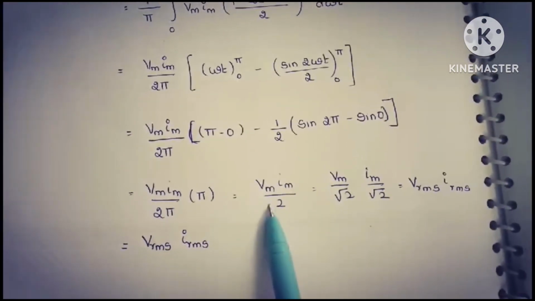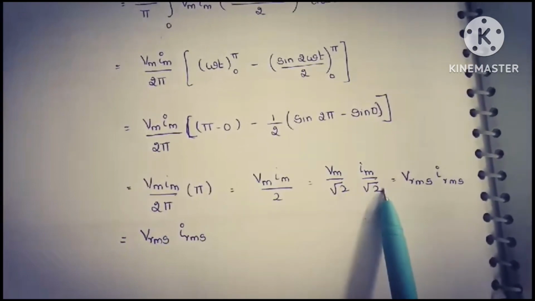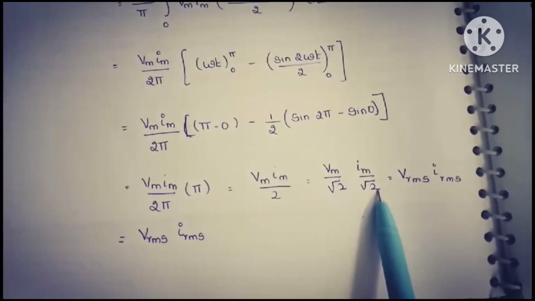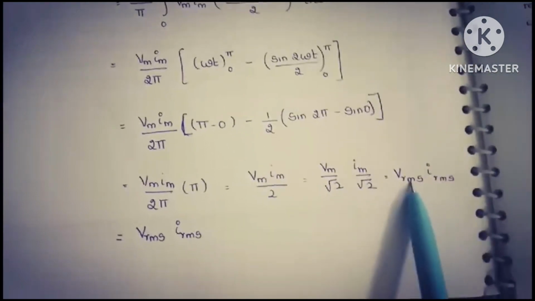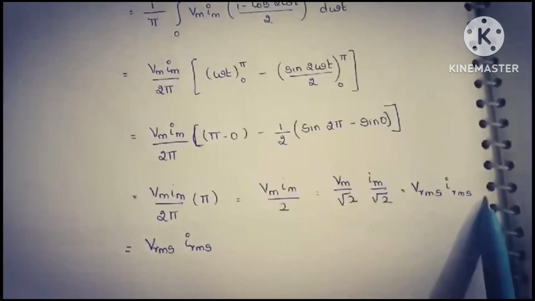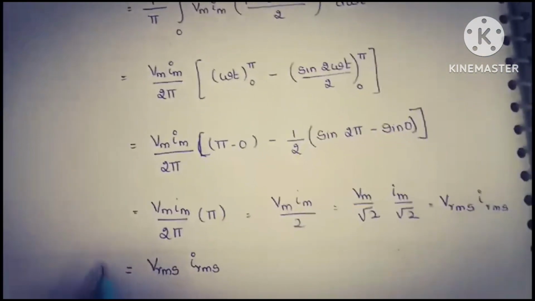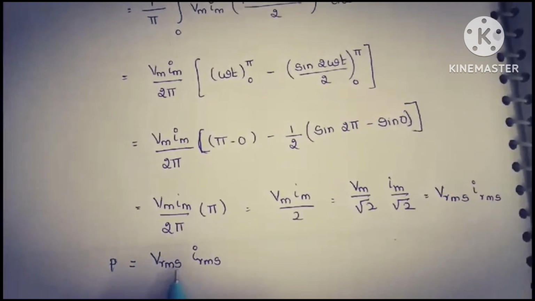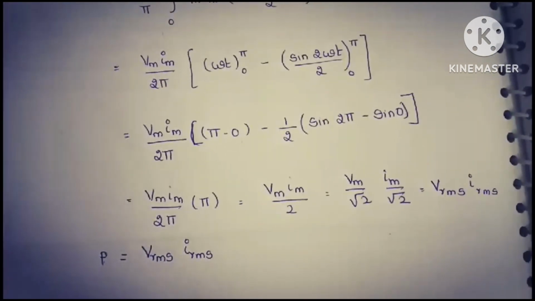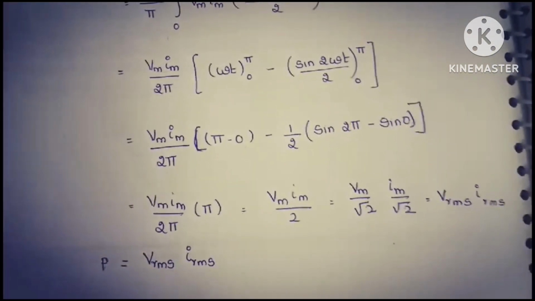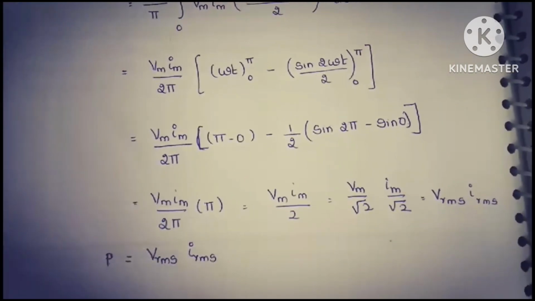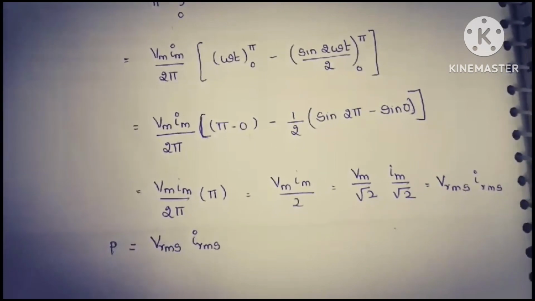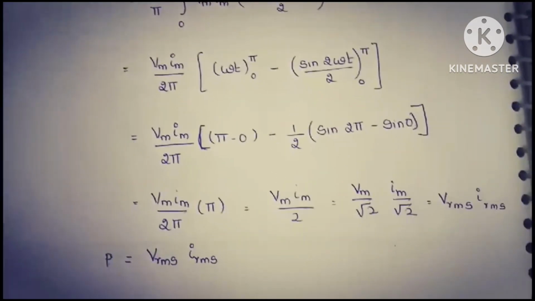2 can be represented as root 2 into root 2. Therefore, Vm by root 2 into Im by root 2, which can be taken as Vrms into Irms. Therefore, the power P is equal to Vrms into Irms. Therefore, the average power across a pure resistor is equal to the product of RMS values of voltage and current. Thank you.